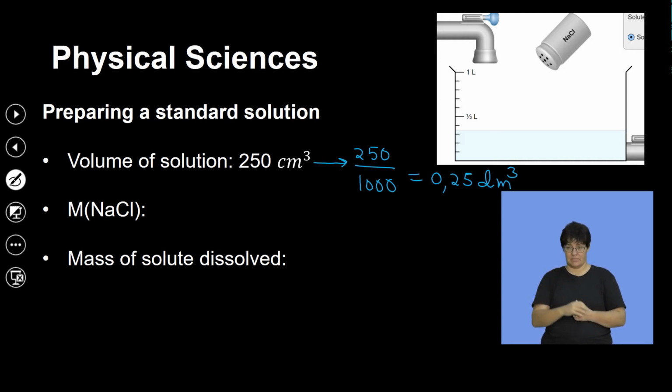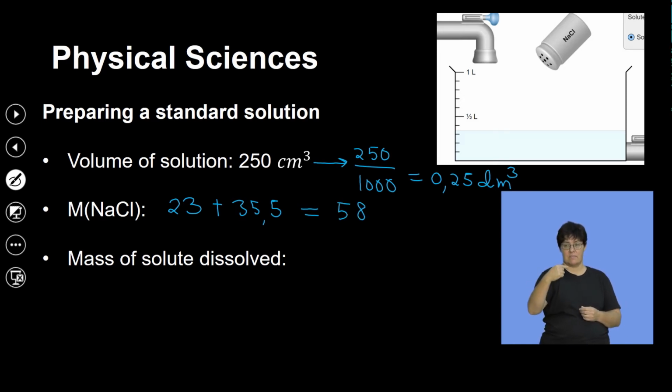The next thing, in terms of stoichiometry, we want to know the molar mass of sodium chloride. From the periodic table of elements, we know that sodium is 23 grams per mole plus chlorine, which is 35.5. So the molar mass of sodium chloride becomes 58.5 grams per mole. Then we want to know the mass of the solute which is dissolved in that particular solution.